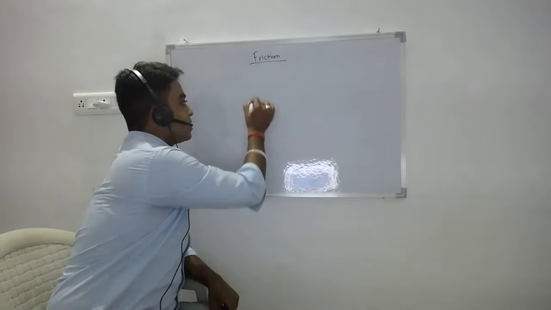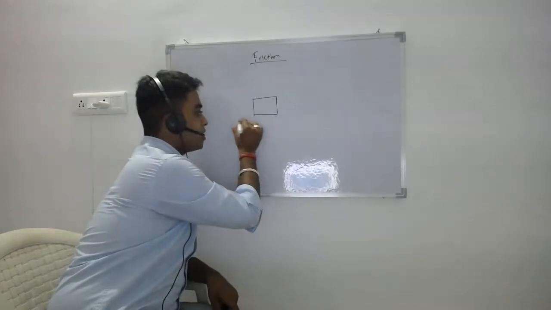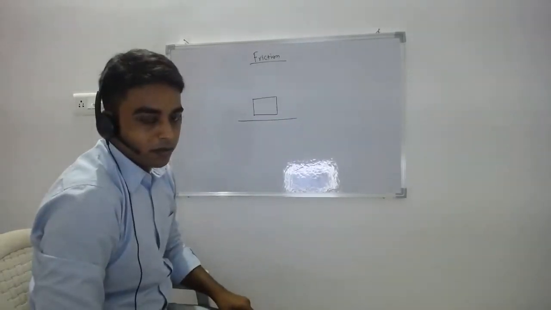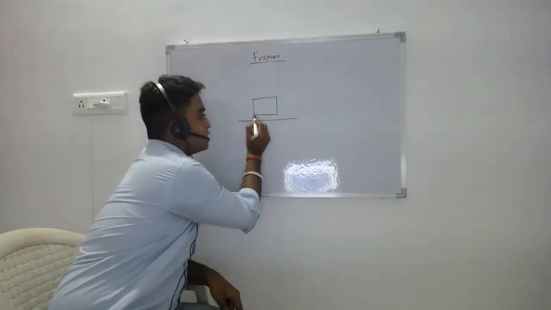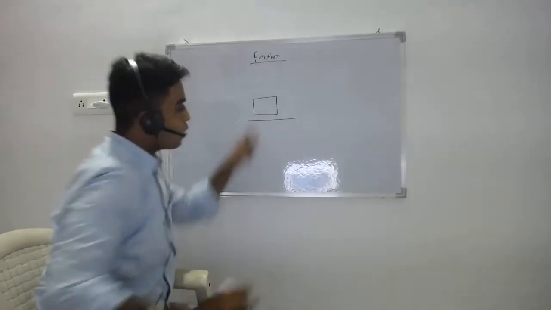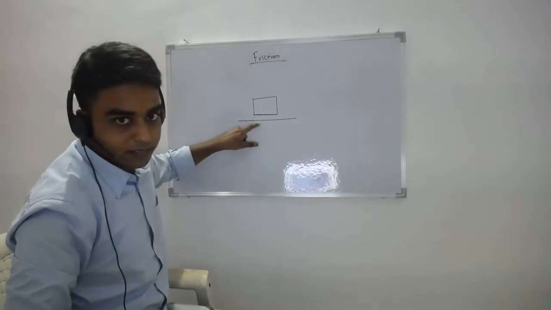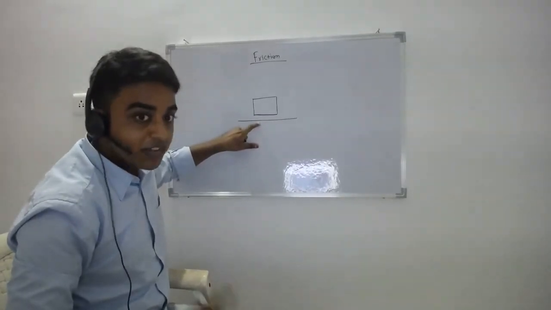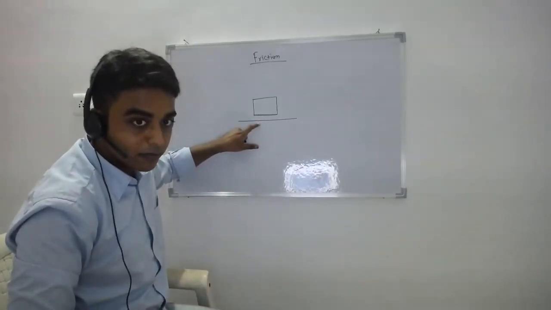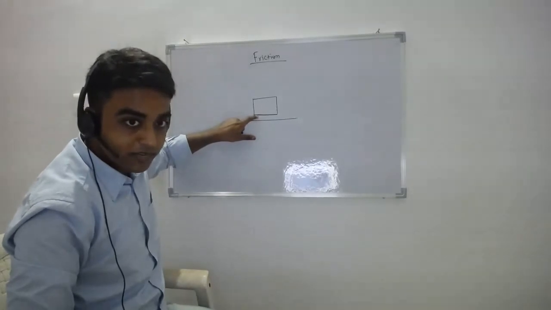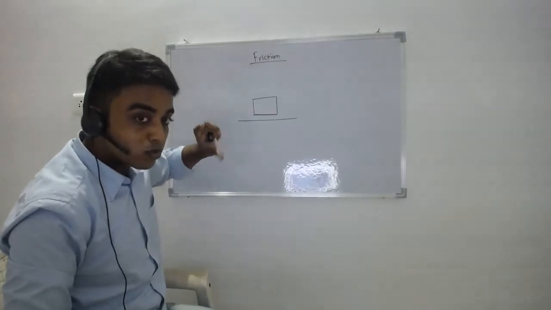See, every object has a surface. When this object is placed on the ground, the bottom surface of this object is in contact with this ground surface. So these two are our contact surfaces. Now the friction is a contact force which will be acting on the contact surfaces. So friction will be acting on this surface and on this surface. Okay, so this is the friction.